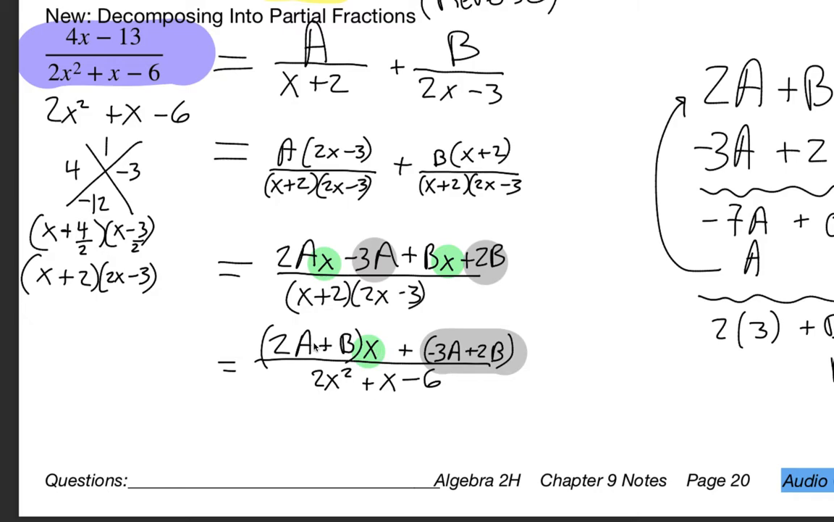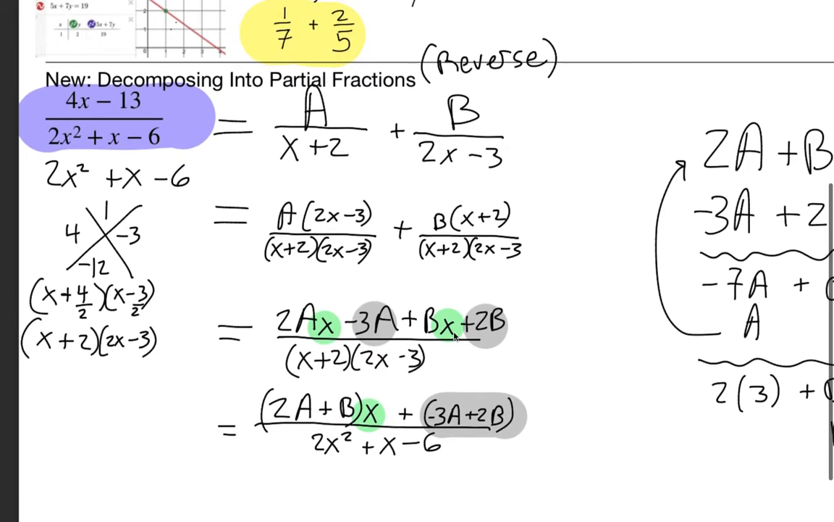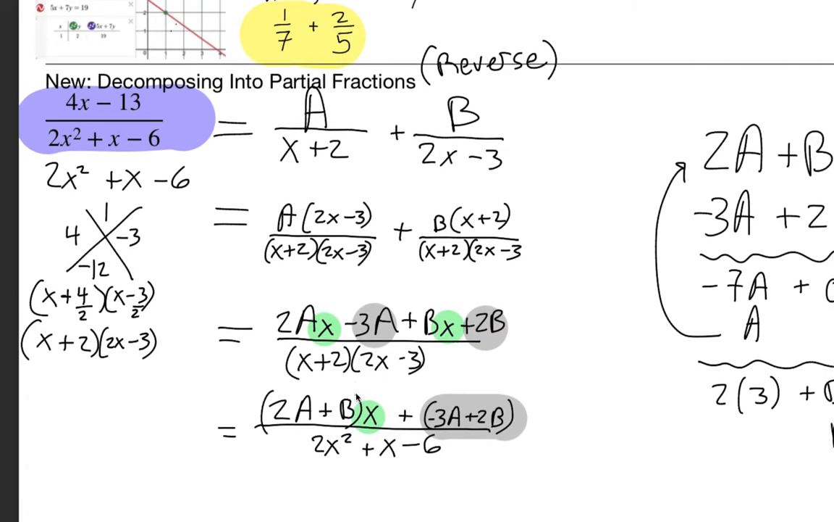So this is going to be kind of like the coefficient to my linear term, and this is going to be what my constant term is. The reason I'm doing that is so that I can compare very easily to what the numerator should be here. We have something times x, and that should be equal to 4x. And we have something over here, and that should be equal to negative 13.